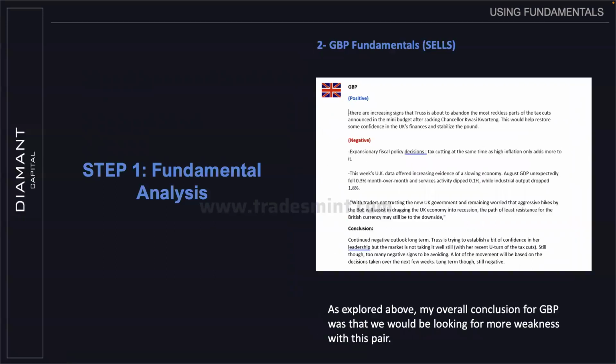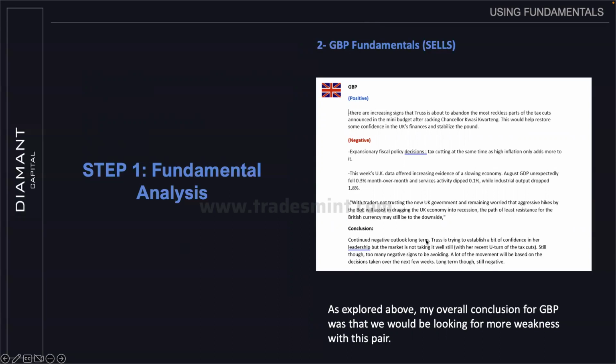Now moving on to the pound. With the pound, I was looking for more sells. So I was looking for GBP to be bearish. Again, you can have a little read. Just pause the video for a second. You can see exactly what we were looking at. But generally, this was my conclusion.